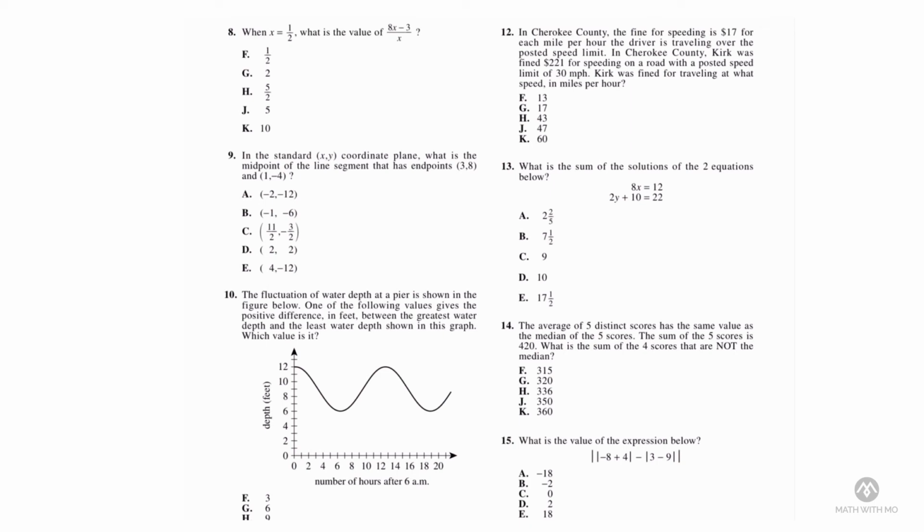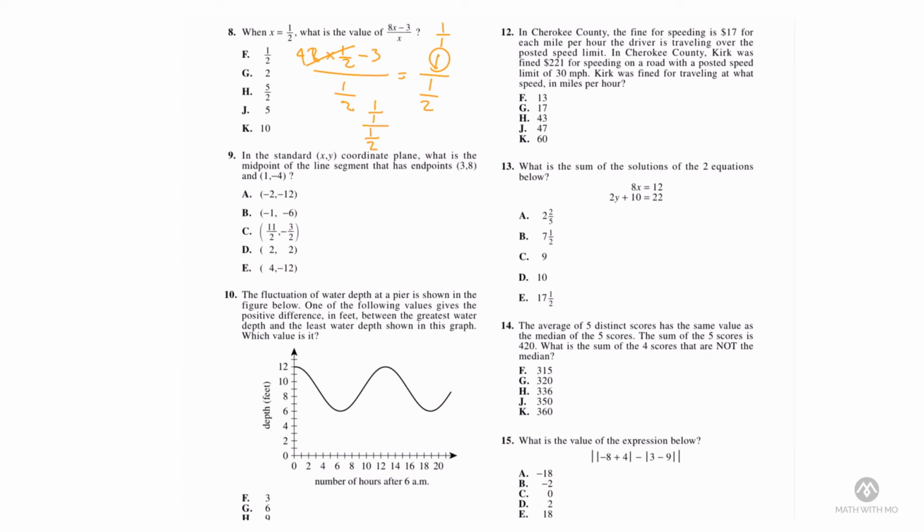Number 8. When x is 1 over 2, what is the value of 8x minus 3 over x? Alright, so I just plug that in. 8 times 1 over 2 minus 3 over 1 over 2. So this is going to be 4. 4 minus 3 is 1. 1 over 1 over 2. So when you have 1, you basically have 1 over 1. So it's basically 1 over 1 over 1 over 2.